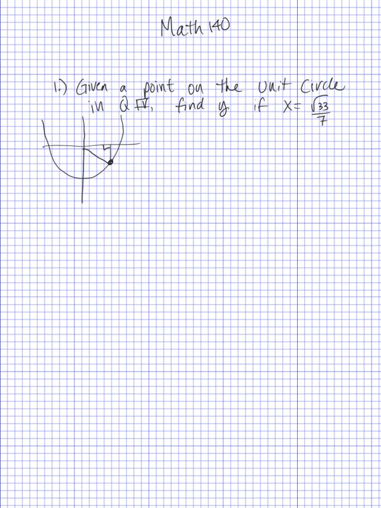Right, let's look at question number 1. So if we're given a point on the unit circle, that means the radius is 1, and we're given that x is square root of 33 over 7, and we're supposed to find y.